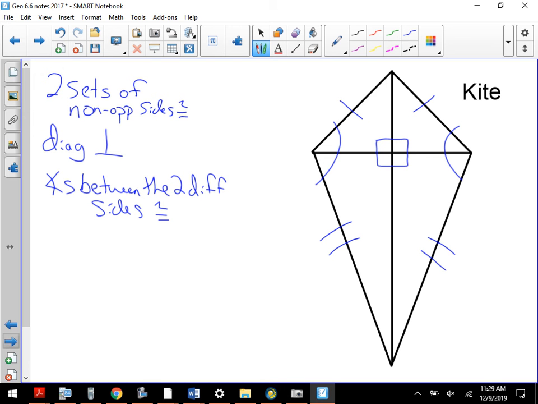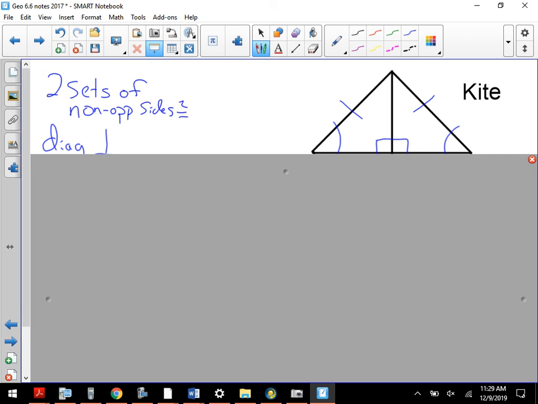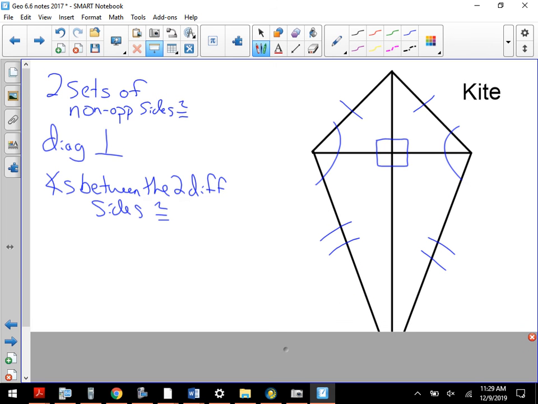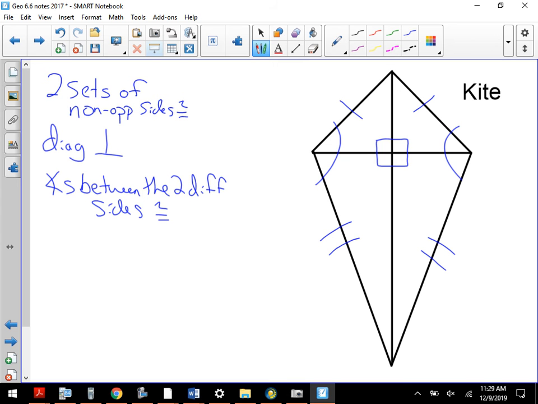The reason that works is because with isosceles triangles, those two top angles have to be the same, and then those two on the bottom have to be the same. So if you're adding the same things together, you're getting a congruent angle. So that's why that works. Also, the diagonal between the congruent angles is bisected. So this part here.